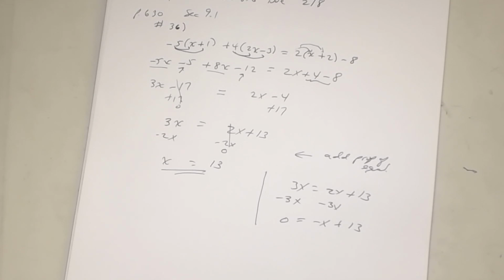Now, what's the next step? Nope, that's not the next step. What's the next step? You got to get the variable by itself. So what are you going to do? You add x to both sides.